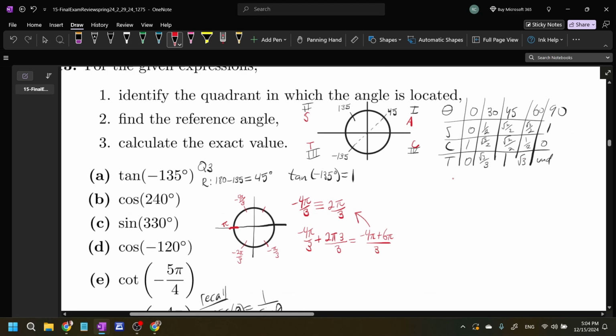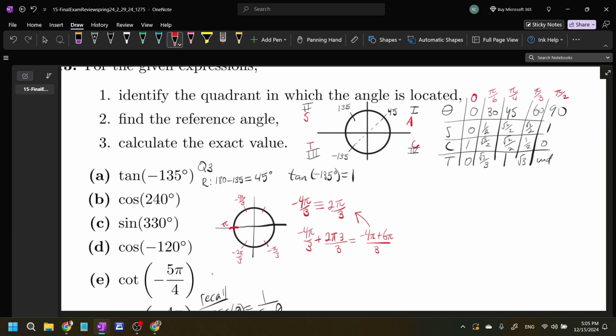Let's refer back to our table. And let's remember that 0 in radians is 0. 90 degrees in radians is pi over 2. 45 degrees is pi over 4. 60 degrees is pi over 3. And 30 degrees, that's pi over 6.